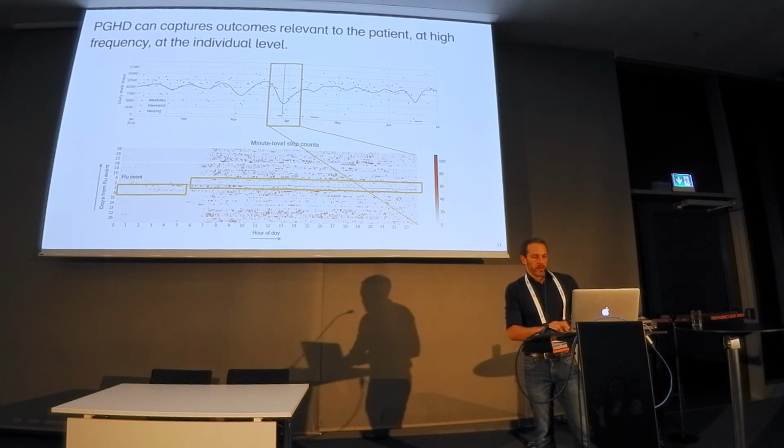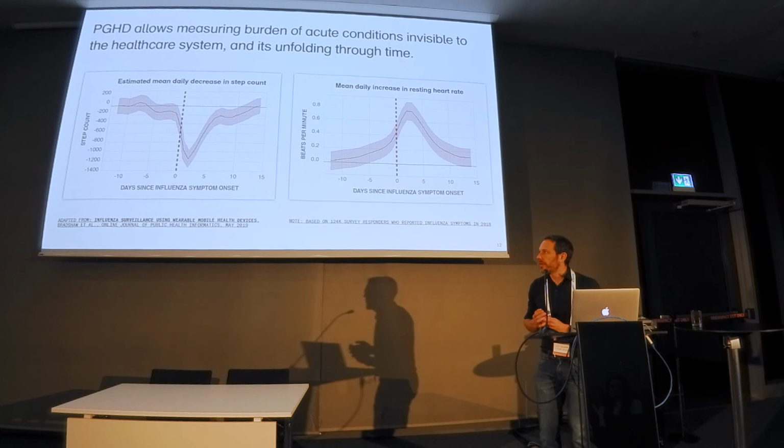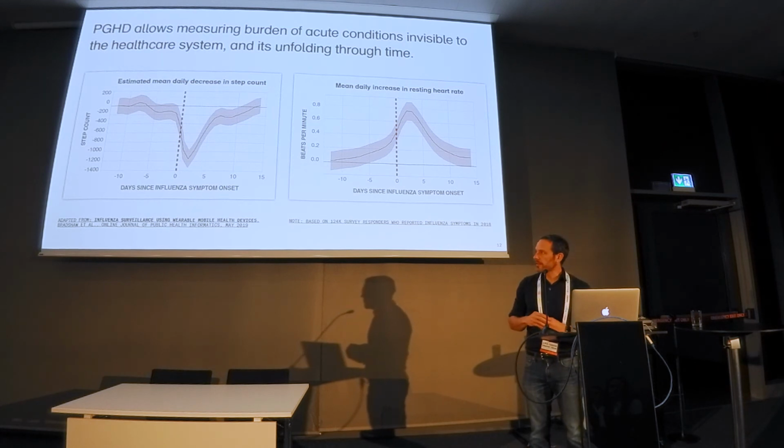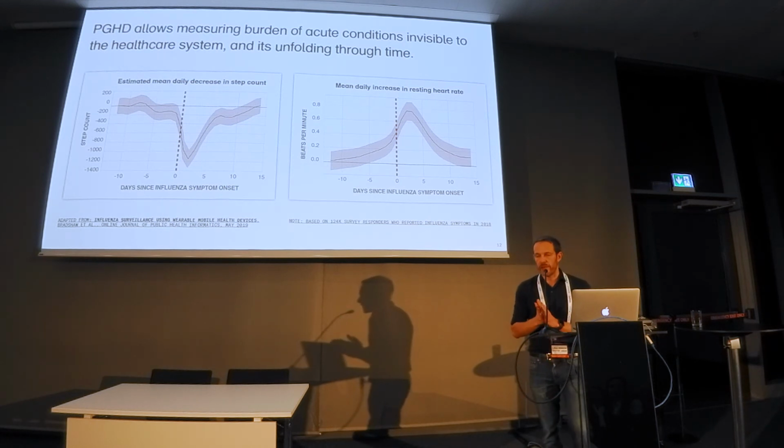So when you know this individual level, one of the things you can do is what we did here. This is a preliminary readout presented last year at the International Society of Disease Surveillance. It's based on data collected from 125,000 Achievement participants that every week were asked, did you get the flu this week?